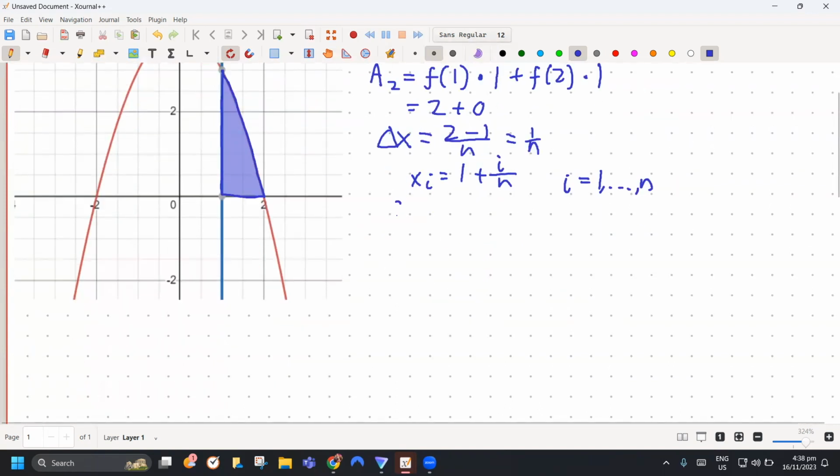Okay, so F of x is 4 minus x squared. So, 4 minus this one.